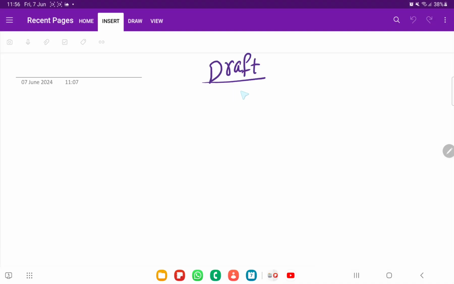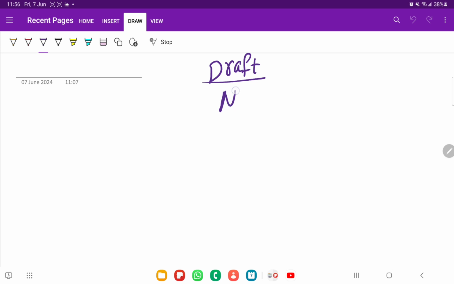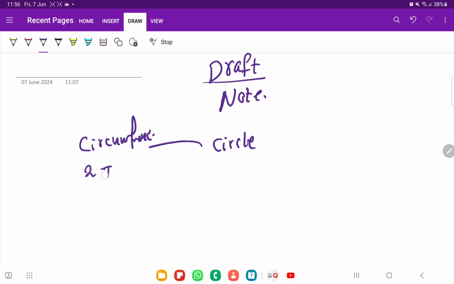So draft, or we can call it notes, the circle first. We have two rules for the circle: either the circumference, which is 2 pi r. By the way, we know that pi is 3.14, and the circle also has an area. What is the area rule? Pi r squared.